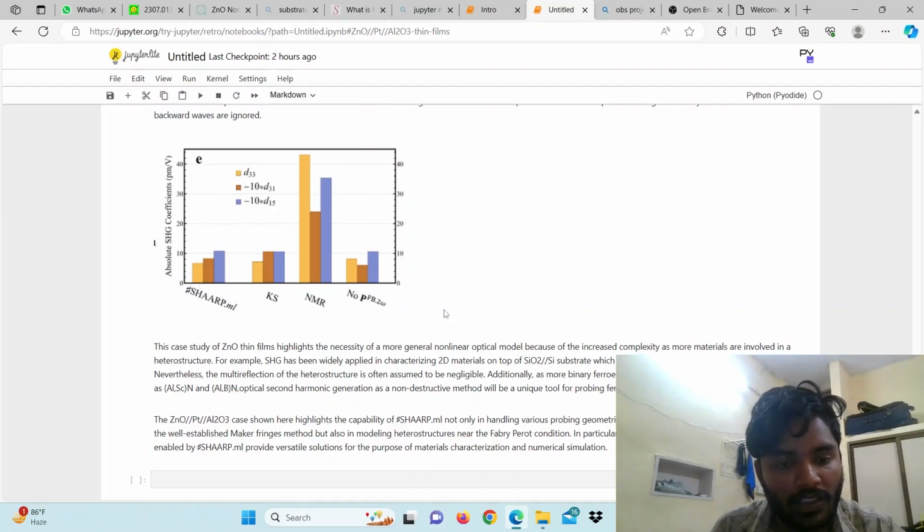This case study highlights the capabilities of Sharp ML, not only in handling various geometries, going beyond the well-established Maker fringes method, but also in modeling heterostructures near the Fabry-Perot condition. In particular, the analytical and numerical approaches enabled by Sharp ML provide a versatile solution for material characterization and numerical simulation.